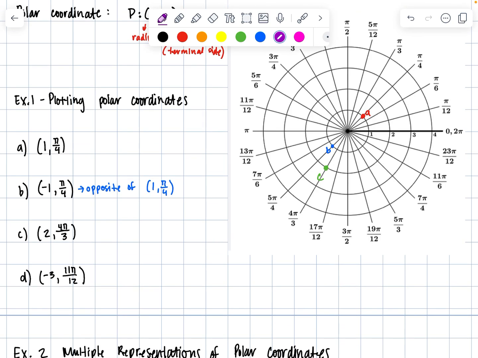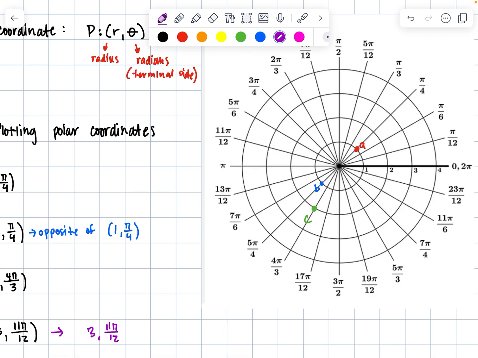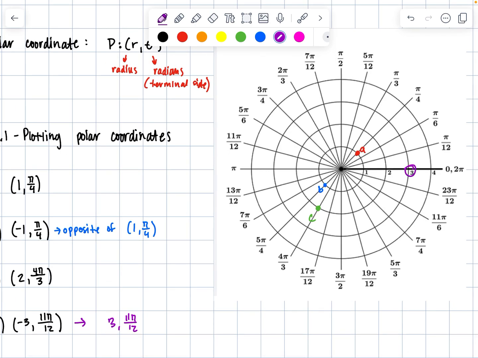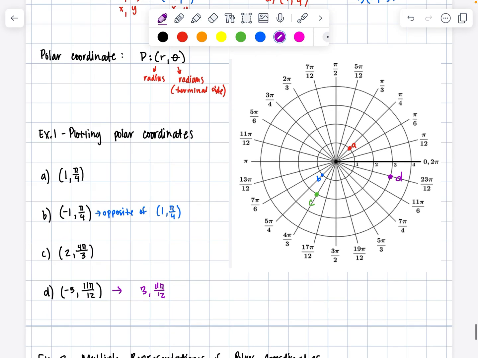So in purple, (-3, 11 pi over 12). So what I'm going to do is look for 3 and 11 pi over 12, I'm sorry. So on our coordinate system, 3 is on the right here. 11 pi over 12 wraps all the way around here. And we're going to look for the opposite side. So I'm going to go all the way across, and this is where we land. That is the true value of what that coordinate is telling us to do. So I'm going to put a D here, and I'm going to erase that. And now we have our plotted point D.